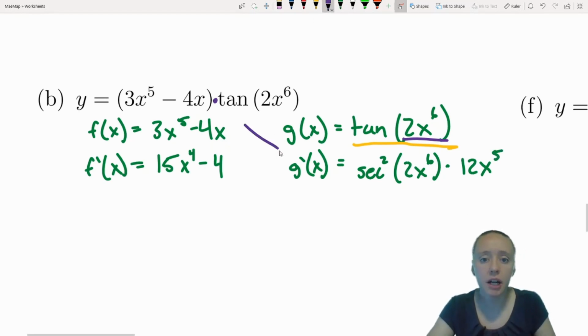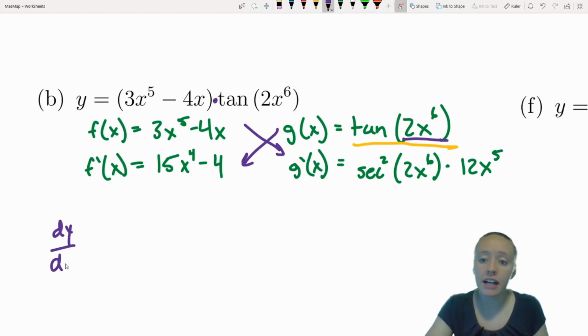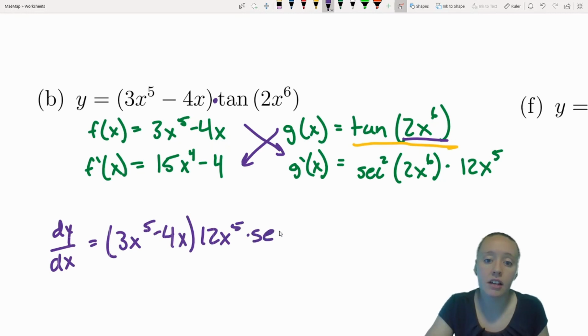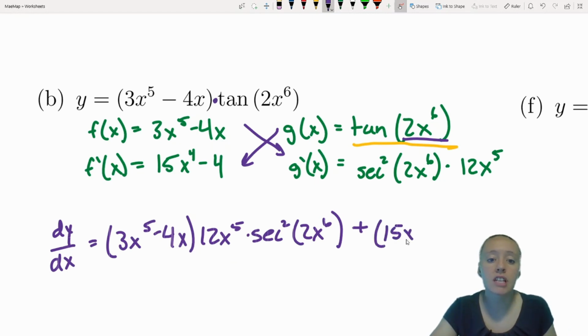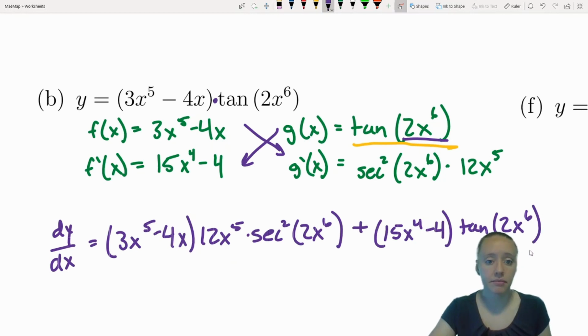Now, just finish out this product rule. First times the derivative of the second, plus second times the derivative of the first. So my dy dx, the derivative of y with respect to x, is 3x to the fifth minus 4x times 12x to the fifth times the secant of that 2x to the sixth, that entire quantity squared, and then I'm going to add that to second times the derivative of the first, which is going to be that 15x to the fourth minus 4 times the tangent of 2x to the sixth. And there we have it.